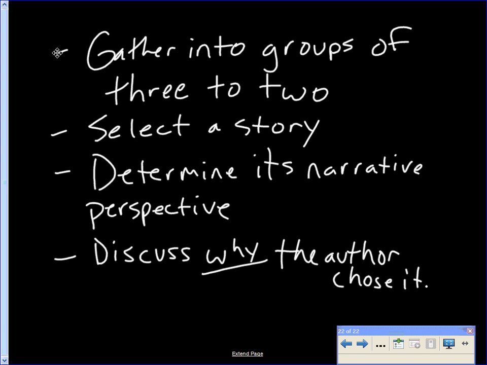So gather into your groups, pick a story, I don't care which one you pick, as long as we've read it, of course, and I don't care if two groups pick the same story. Determine its narrative perspective and then discuss why the author chose it. At the beginning of class tomorrow, I'm going to do a quick survey of groups and see what you thought. And then we'll try to shape this and hopefully, of course, write about it. If you have questions or concerns, please note them, write them down somehow, and bring them up to me at the beginning of class tomorrow.